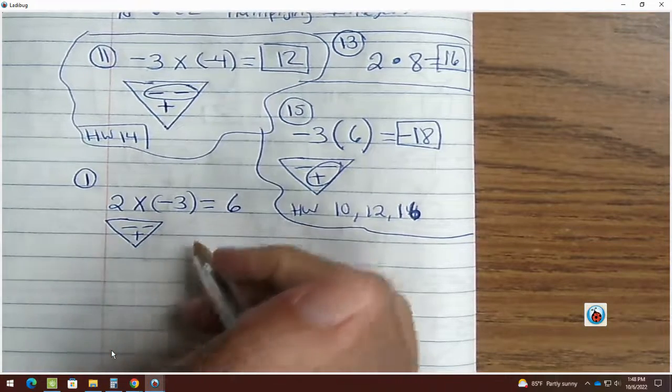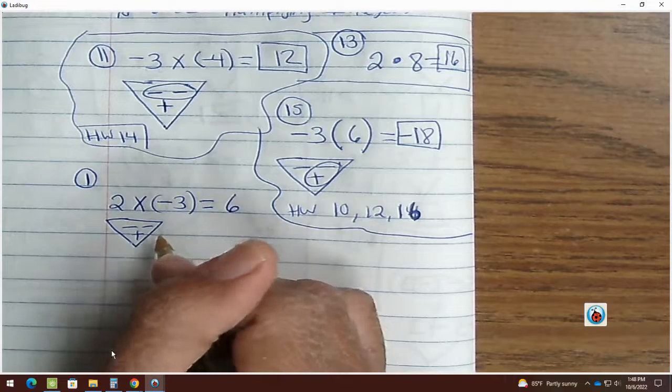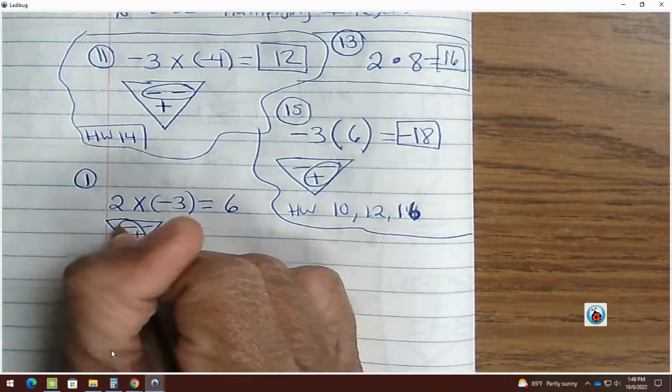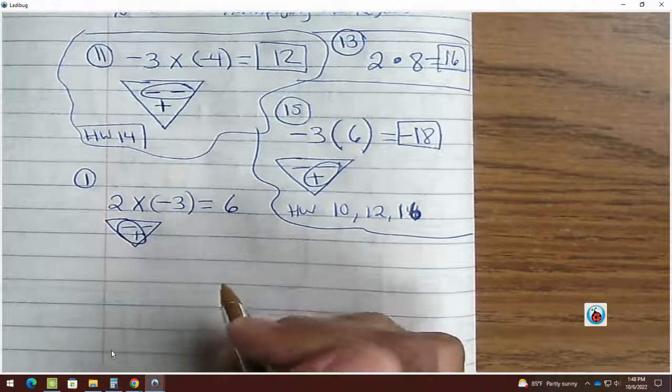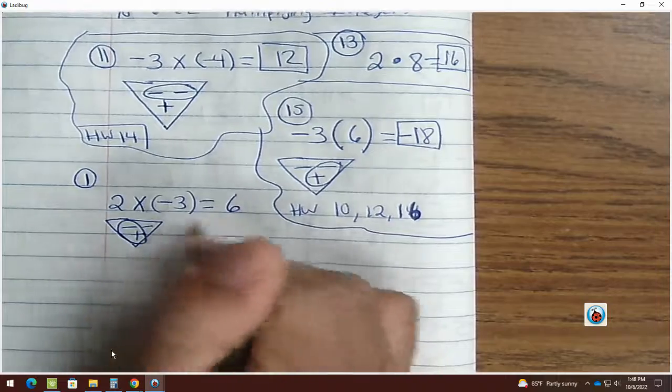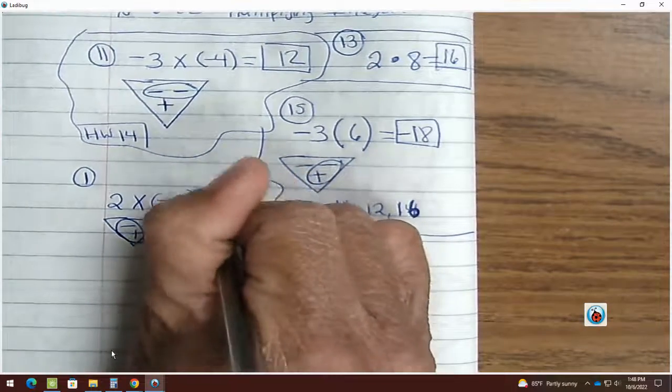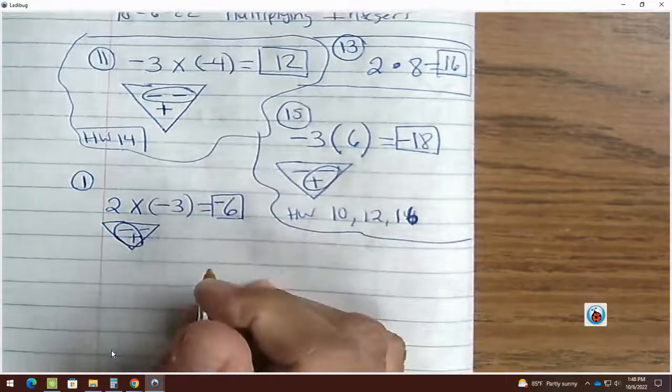Who are you going to circle? A negative and a positive. So I'm going to circle a negative and a positive. And who didn't you circle? So I'm going to keep it what? Negative. Questions?